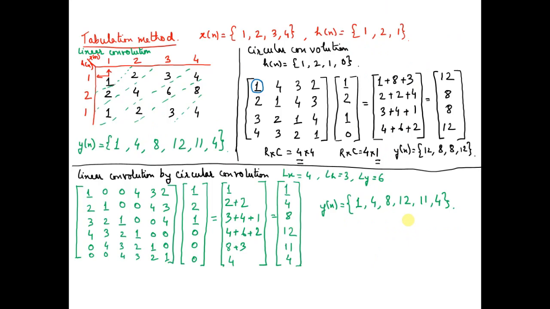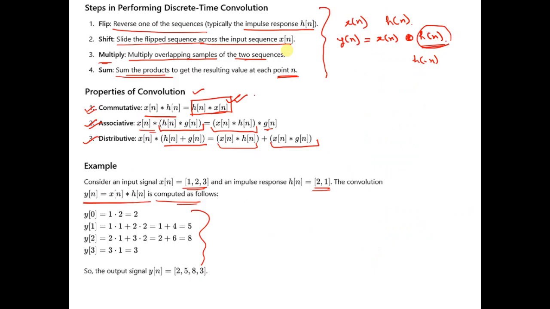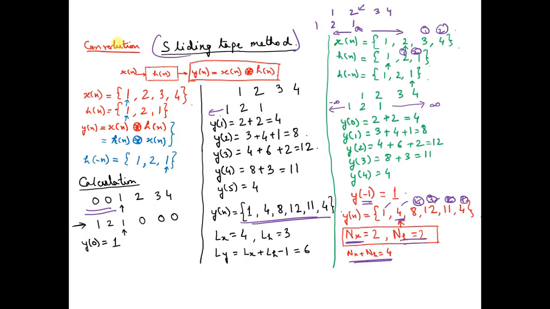So the next method is the tabulation method. The first method is called the sliding tape method. If you see, we talked about sliding here: slide the flipped sequence across the input xn. In the inch tape, you have the values 0, 1, 2, 3, 4, like that. Hence it is called the sliding tape method.